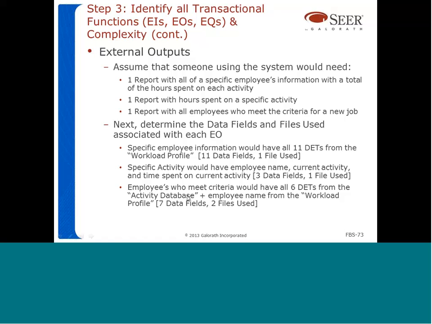And finally, the third report that we need is the employees who meet the criteria. That report is going to list all the 6 stats from the activities database plus the employee name from the workload profile. So it's going to be a total of 7 fields and 2 files being used, because we need information from the activities database and also from the workload profile.